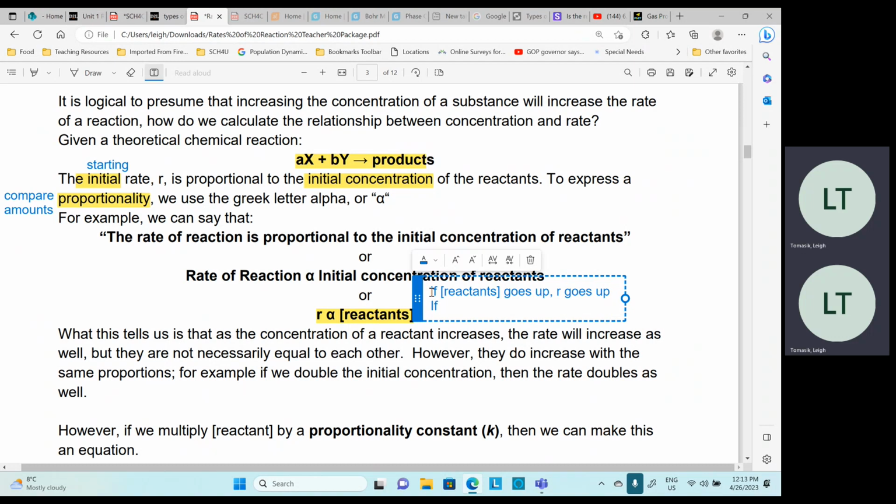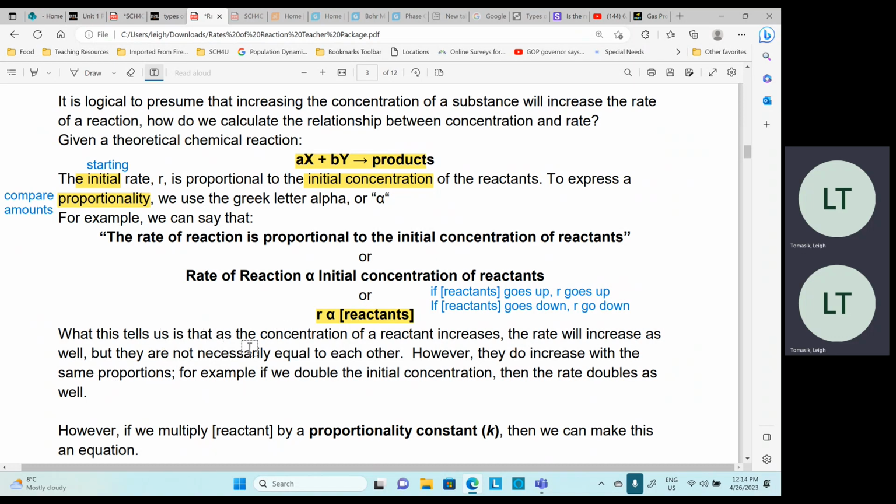And if the concentration of the reactants goes down, R will go down. So the more constant, so that's what I mean about proportionality, right? If we have a lot of concentration of reactants, we have a very fast rate of reaction. Okay, so they're proportional. If you increase the concentration of reactants a little, you're going to get a little faster rate. If you change the concentration of the reactants a lot, you're going to have a lot faster rate.